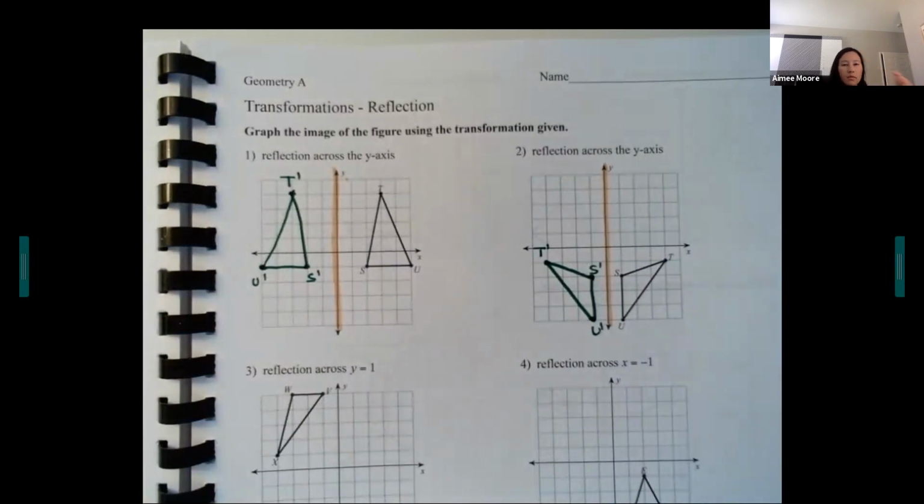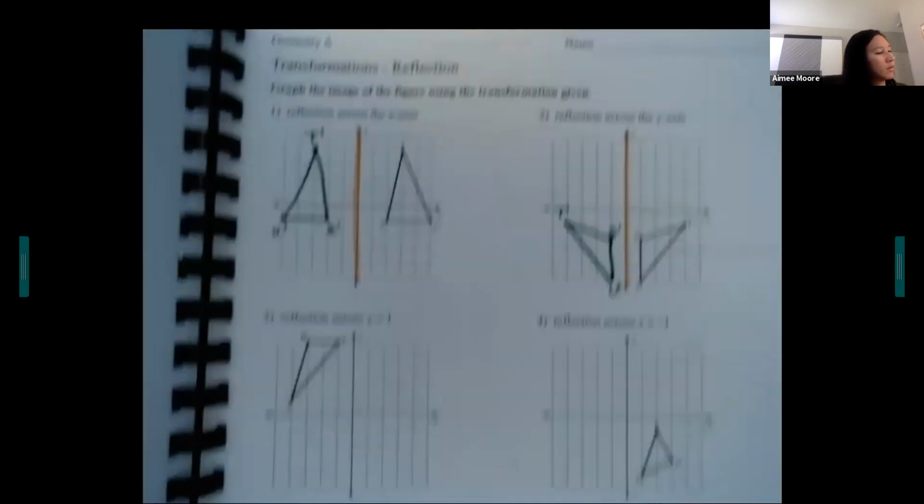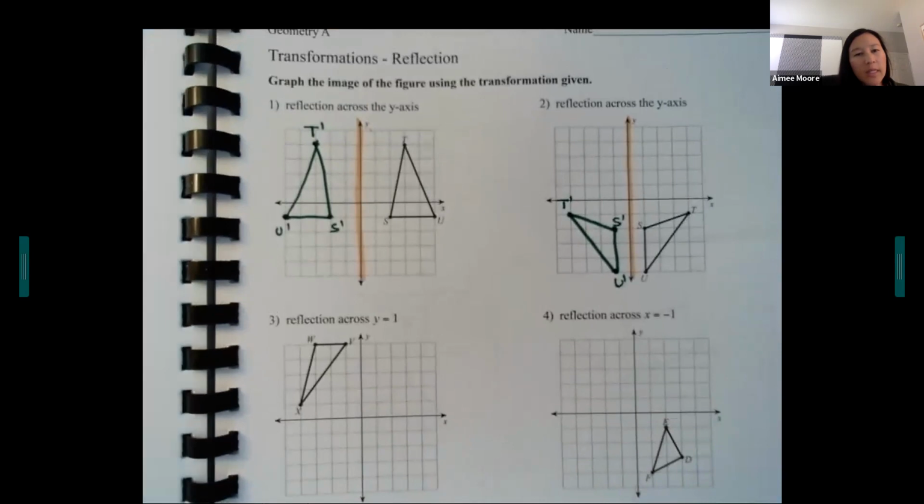I already completed it and she's just saying what it is. Any questions on 1 and 2?